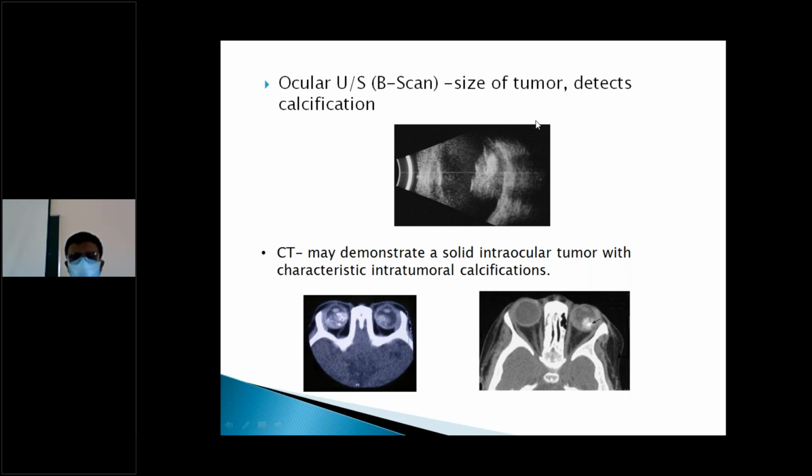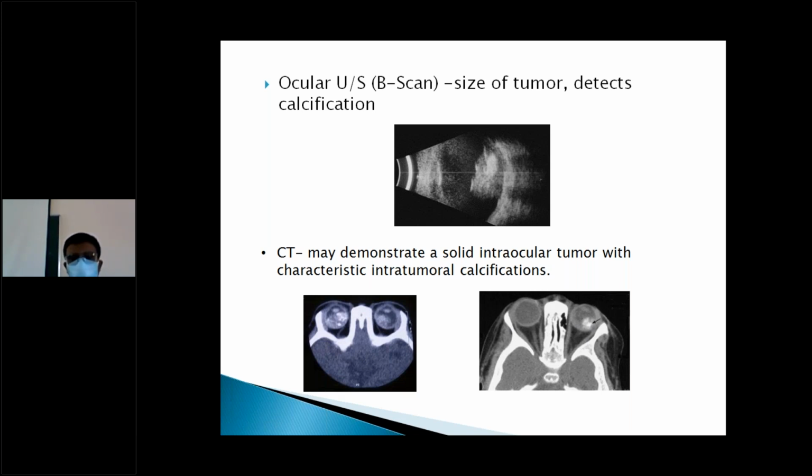General investigation: intraocular pressure measurement, corneal diameter measurement, and examination of the fundus by ophthalmoscopy. Ultrasound B-scan for measuring the size of the tumor and calcification, and CT scan. You can measure the tumor. You can see the tumor directly and see the intratumoral calcification. These are both pictures of CT scan. This is a bilateral retinoblastoma. This is a unilateral retinoblastoma in the right eye. These are the various types of imaging.